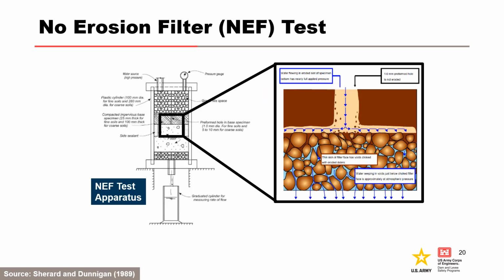The no erosion filter test was developed by Sherrard and Dunnigan to determine the ratio of D15 of the filter and D85 of the base that establishes a no erosion condition for non-dispersive base soils. Additional research by Foster and Fell informed the development of the no erosion condition for dispersive base soils. Particle retention criteria for modern filter design is based on the no erosion filter concept.